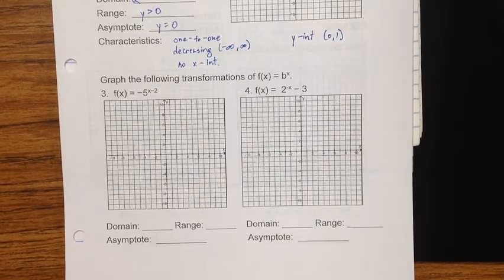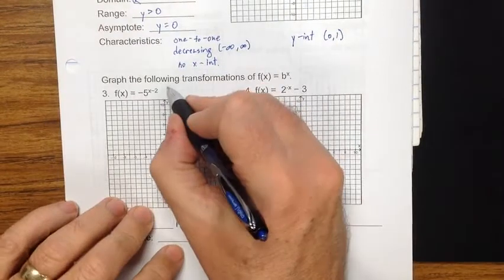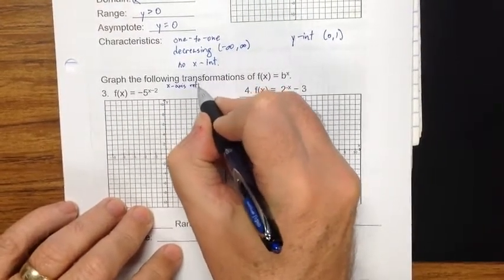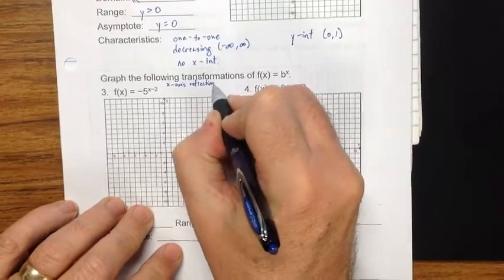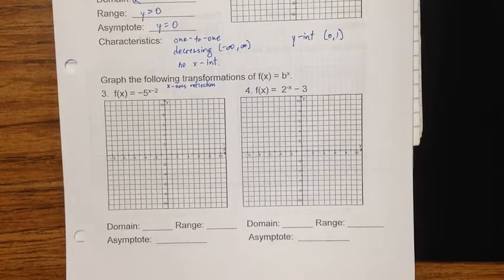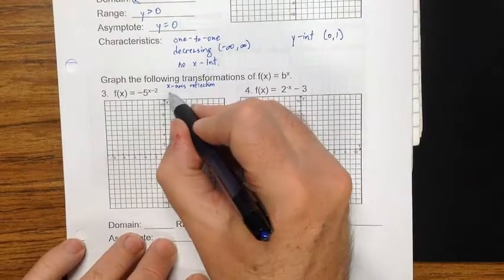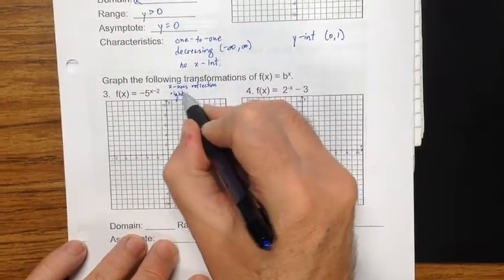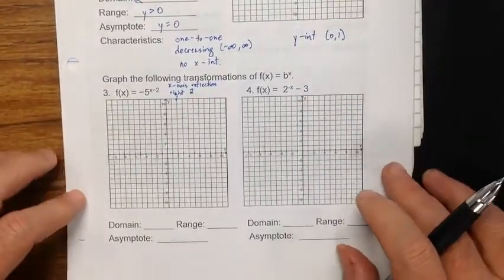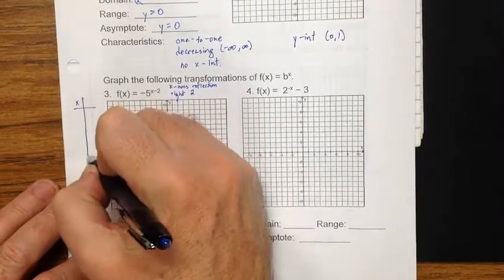Well, the negative in front is an x-axis reflection. So let me just write that down. I've got an x-axis reflection. And then that minus 2, remember that does the opposite of what we think. The minus 2, you would think it'd go left 2, but no, it's going to shift right 2 spots.